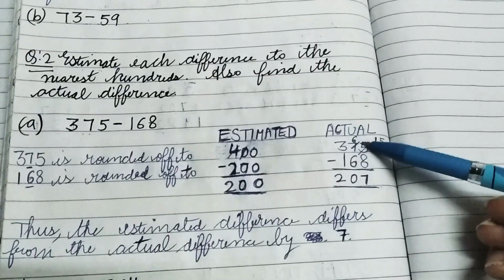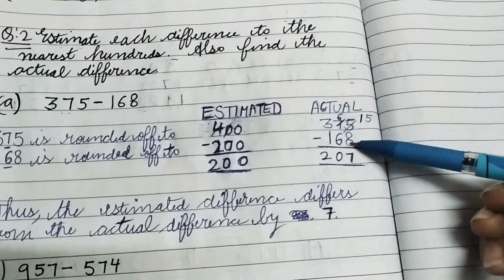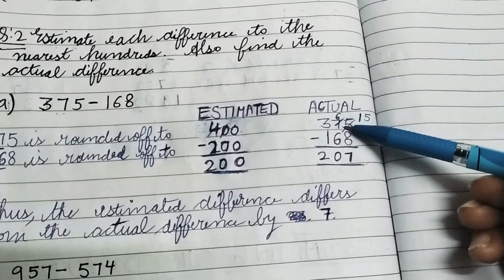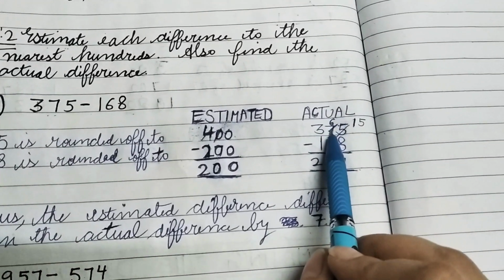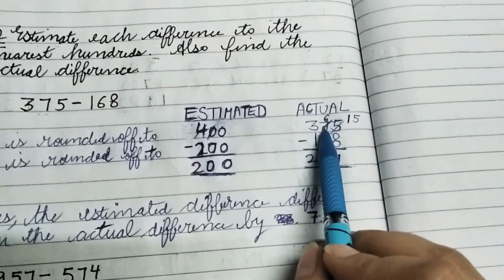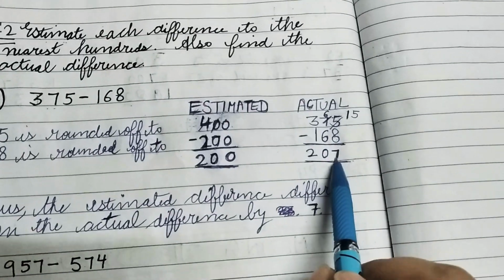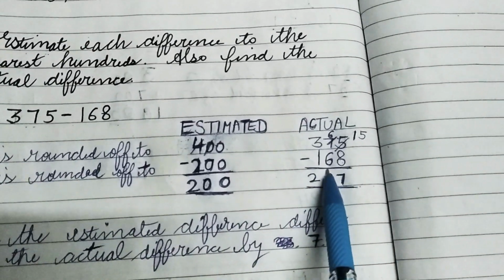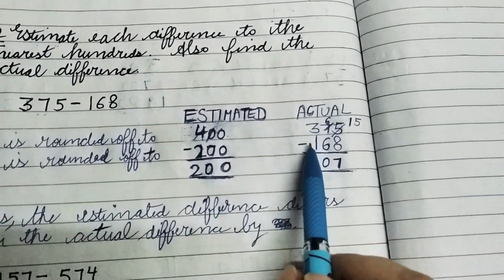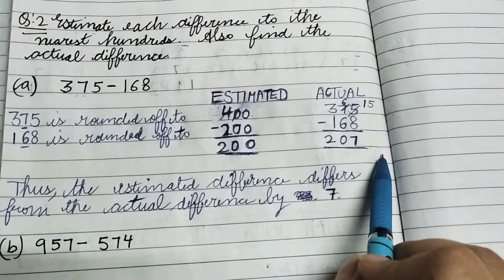Here, you will again calculate 375 minus 168. Now, 5 minus 8. This is not possible. So, this 5 will borrow 1 from the number on the left side. You will strike this 5. You will write 15 on top. Here, you will strike this 7. You will write 6 on top. So, 15 minus 8 is now 7. 6 minus 6 is 0. 3 minus 1 is 2. That means the actual difference is 207.